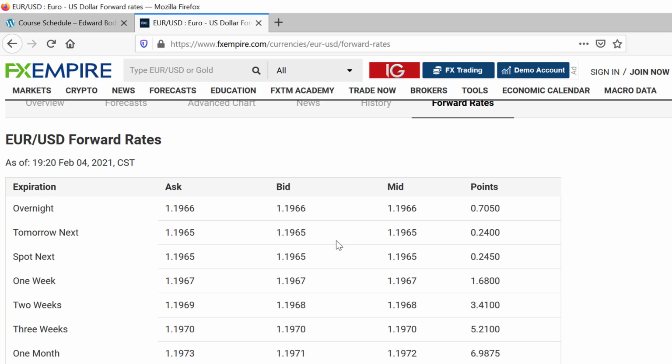We can't magically borrow in euros and then repay the same amount. There's going to be arbitrage that's going to limit what you can do. I didn't explain that very well.